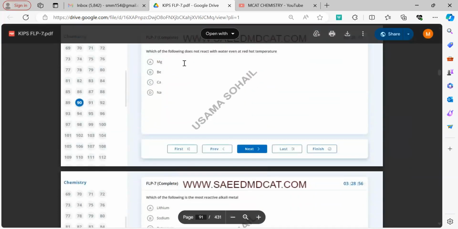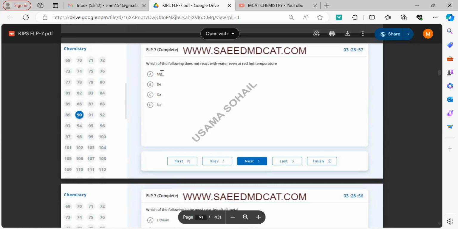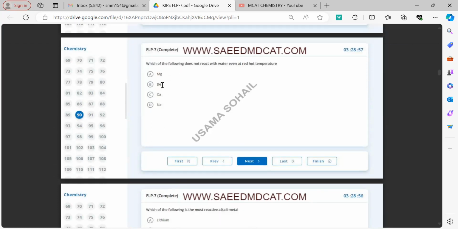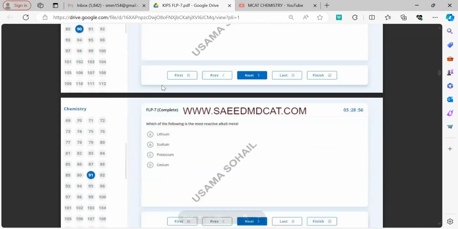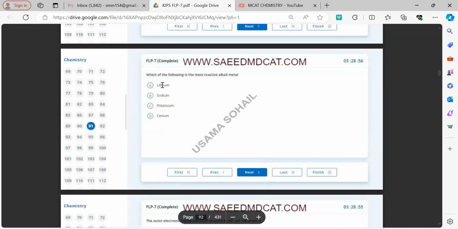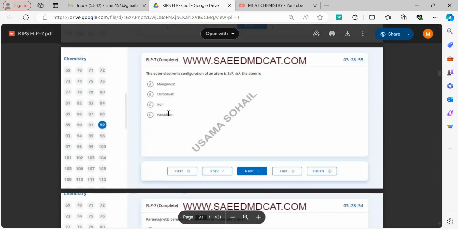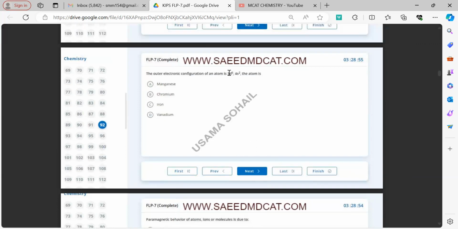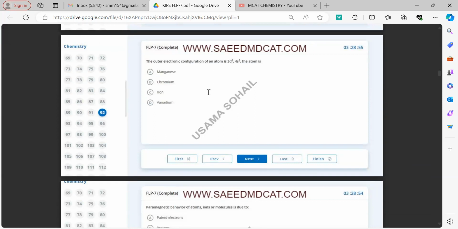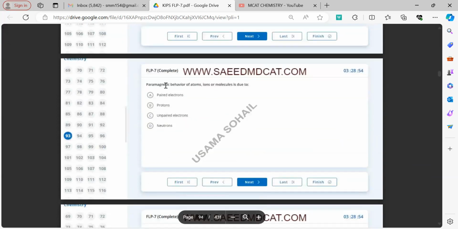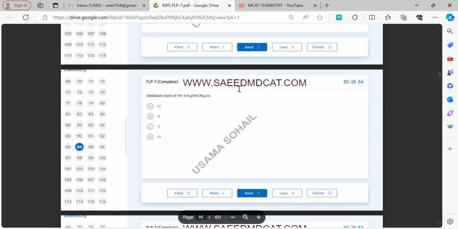Now, in question 90, out of all these, beryllium is the one which will not react even at extremely high temperatures because it is extremely unreactive. The most reactive alkali metal is cesium, being at the bottom of the group. Alkali metals are group 1 metals. Now 4s2 3d6, this is the configuration of iron.